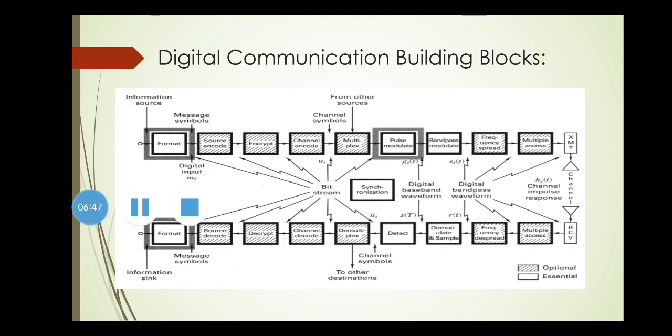Coming to the basic building blocks of digital communication, we can see that the upper part and the lower part are symmetrical to each other. The upper part represents the transmitter section, and the lower part represents the receiver section. Now we will look into each of the blocks, but here we are going to concentrate on formatting of the information source signals, and then pulse modulation of the signals.